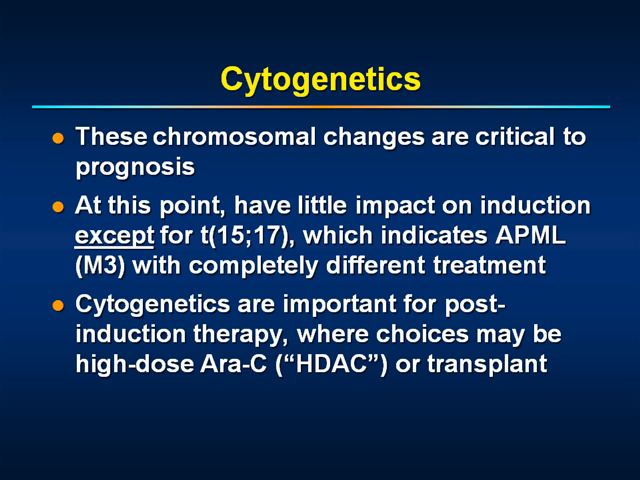Now, cytogenetics are chromosomal changes that are critical for prognosis. At this point, they have little impact on induction except for the APML, which we talked about, with the 15-17 translocation, which is treated quite differently. Cytogenetics, however, are important for post-induction therapy and prognosis, where choices may be high-dose Ara-C as consolidation or moving right ahead to allogeneic stem cell transplant, especially if the patient is younger and has a sibling donor.